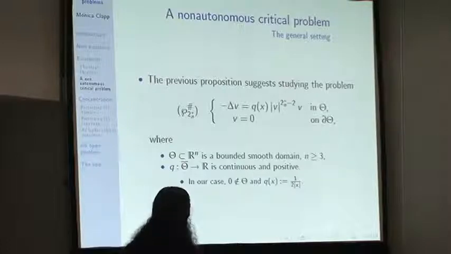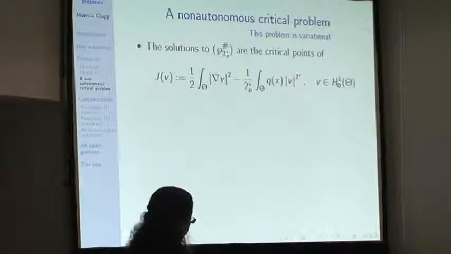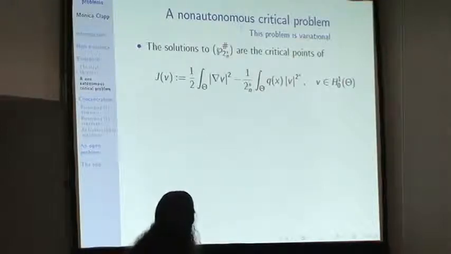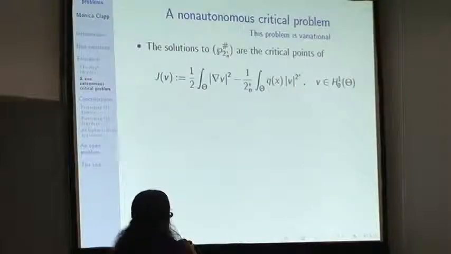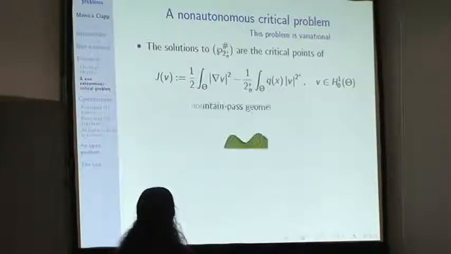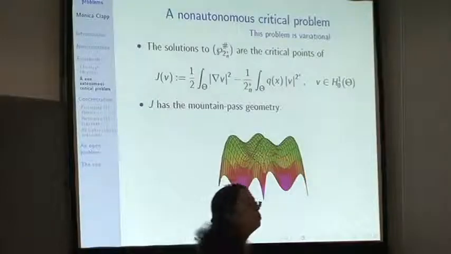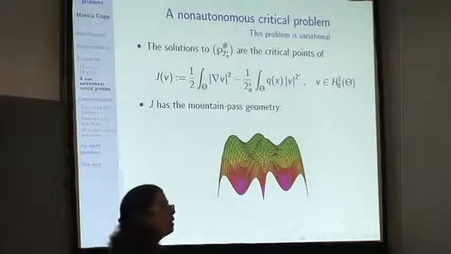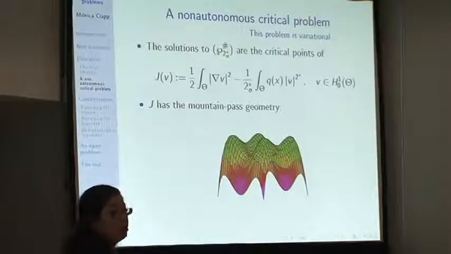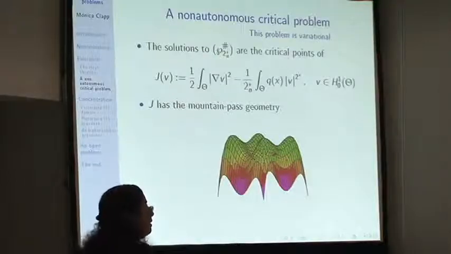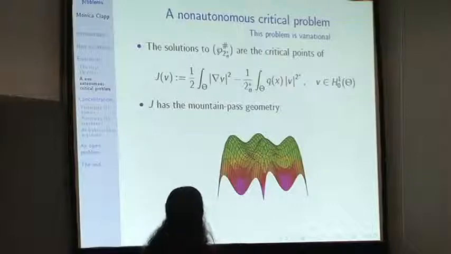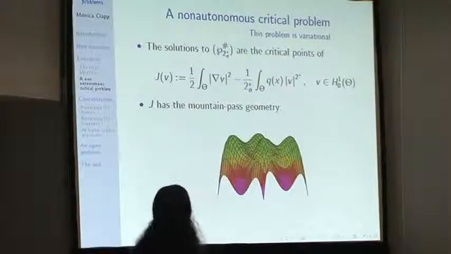So this problem has a variational structure. This means that the solutions of the problem are the critical points of some functional, which is the one written there, on some Sobolev space. And if we look at the graph of the function, we will see that it has a very beautiful graph. The graph looks like a valley surrounded by mountains. So we say then that this functional has the mountain pass geometry.